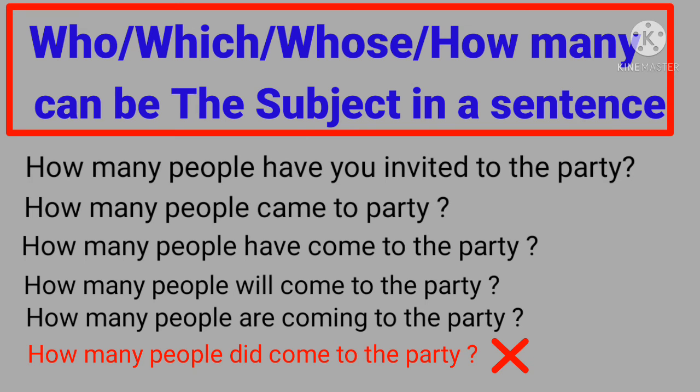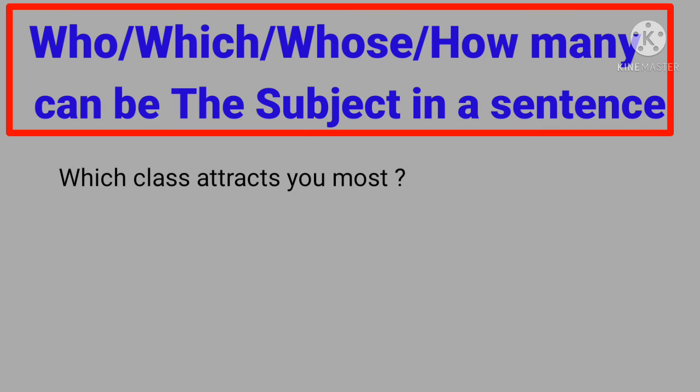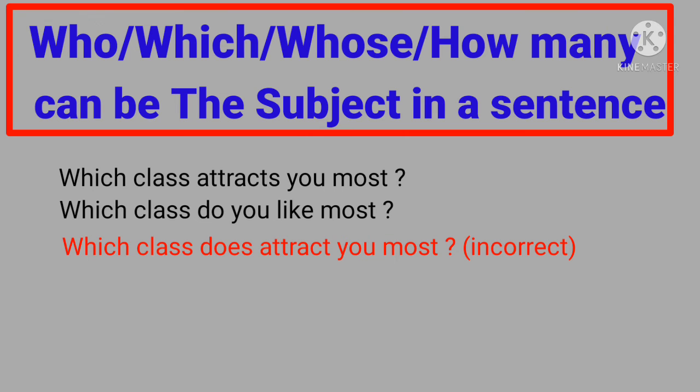We can also use which. Which class attracts you most? Here attracts is the verb and which class is the subject and a question word at the same time. But in the example, which class do you like most? Here which class is the object of like, not the subject. Okay, so here we use the question structure. But which class attracts you most? Here it is the affirmative structure of present simple.